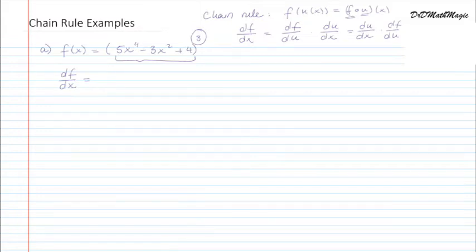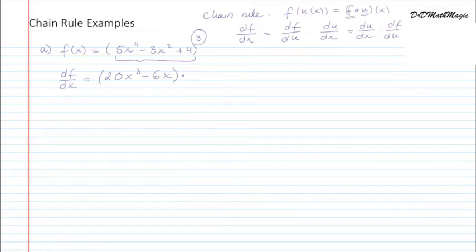So let me take a derivative of the first step, which is 5x to the 4th minus 3x squared plus 4. So the derivative of that would be 20x cubed minus 6x plus 0. And then I have to multiply that. This is what the chain rule says. Multiply that with the next step.